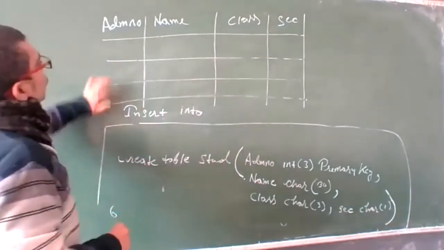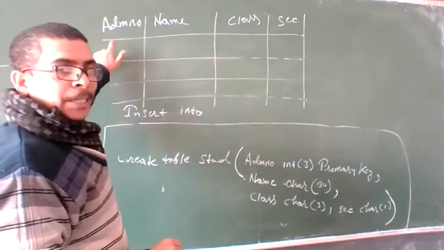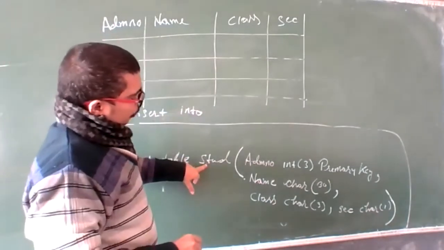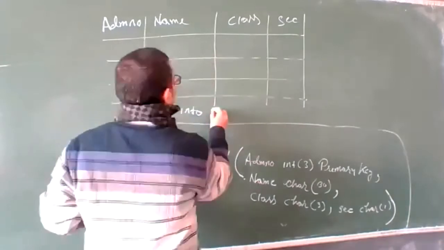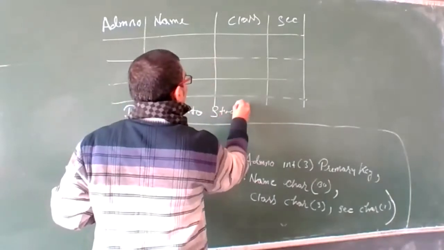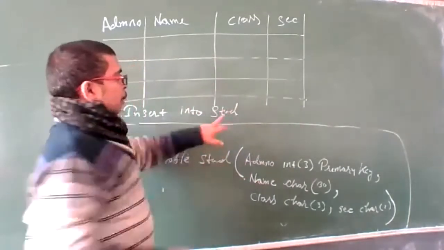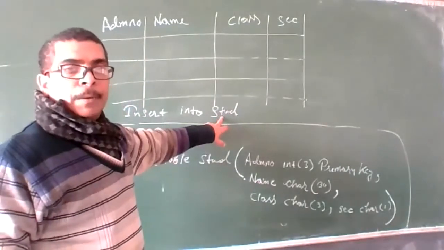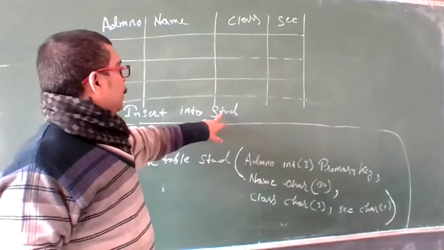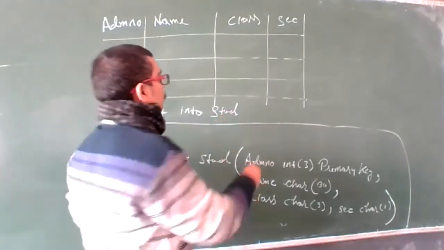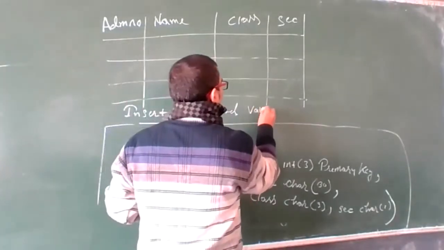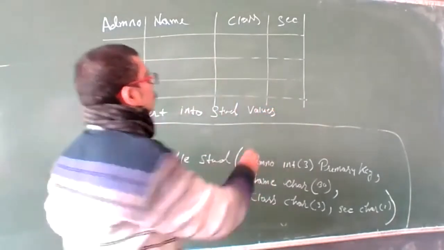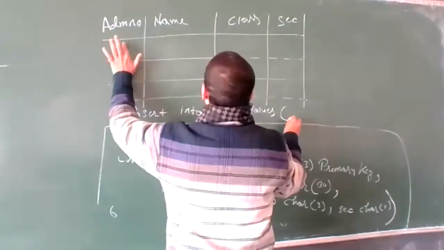Where to insert? In this table. What is the name of this table? The name of this table is stood. Insert into stood. Here you can write the name of any table in which you want to insert the data. Then we write VALUES.